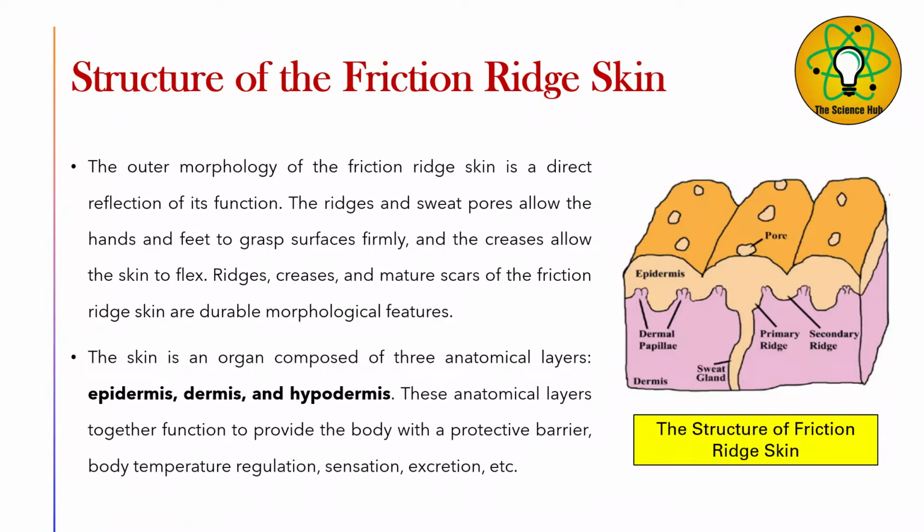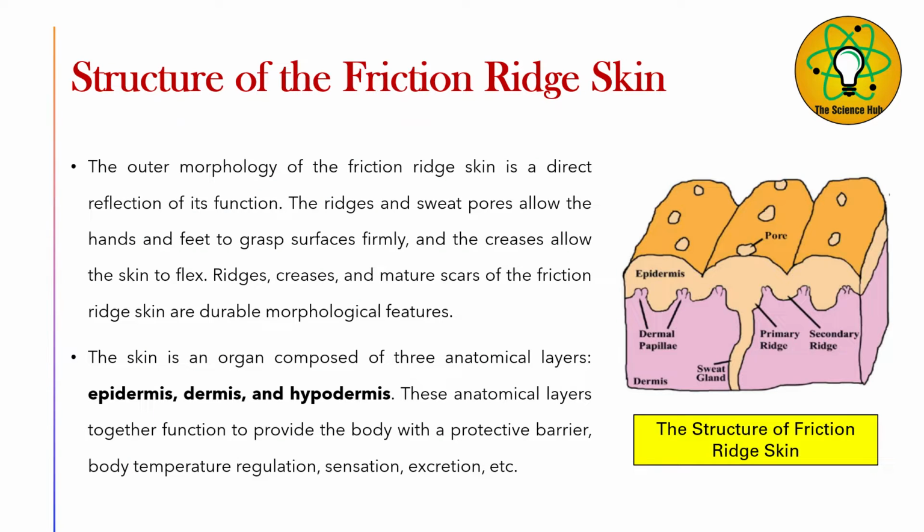Structure of friction-rich skin. The outer morphology of the friction-rich skin is directly the reflection of its function. The ridges and the sweat pores allow the hand and feet to grasp surfaces firmly and the creases allow the skin to flex. Ridges and creases are mature scars of the friction-rich skin and a durable morphological feature.